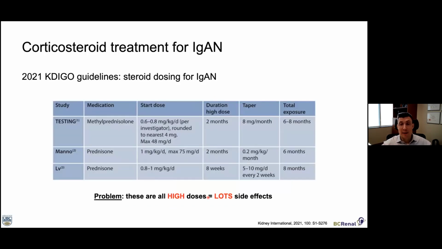So this is the dosing regimen recommended for IgA nephropathy in the guidelines. It comes from several different clinical trials, but you can summarize them by saying that there's a period of high doses, which lasts approximately 2 months, and then the drug is tapered off over a total of 6 to 8 months. What was clear is that these drugs seem to be quite effective in terms of reducing the risk of kidney progression. The problem here, though, is that high doses of steroids equals lots of side effects. And so it wasn't clear if the side effect profile was really worth the cost of treatment.